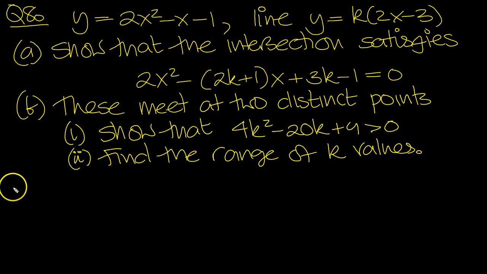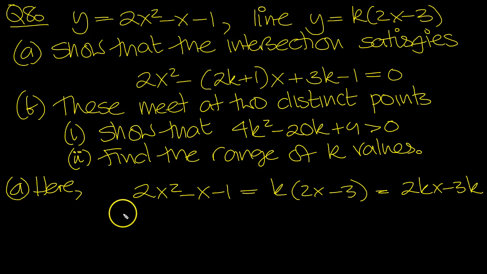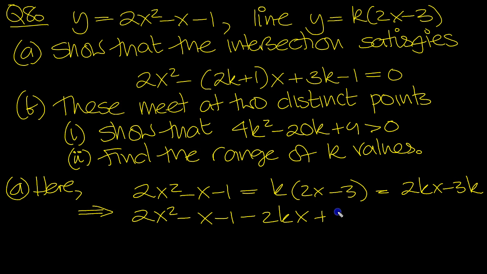So where do they meet? Well, part A. Here they're going to meet if the y values are the same. So 2x squared minus x minus 1 needs to equal k times (2x minus 3), which is equal to 2kx minus 3k when we expand the bracket. So that tells us then that 2x squared minus x minus 1, move this over, minus 2kx, and move this over to plus 3k, equals 0. We move this through the equals and flip the sign.